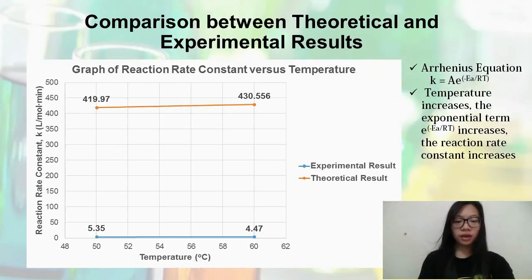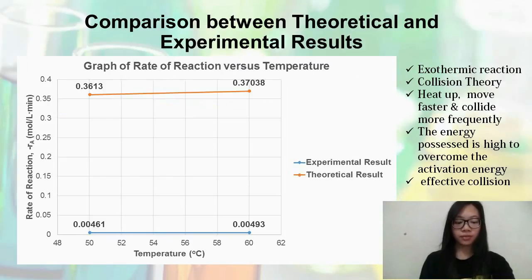Next, this graph is showing when temperature increases, the experimental rate constant is decreasing, which is derived from the theoretical rate constant, which is increasing with temperature. Referring to the Arrhenius equation, when the temperature increases, the exponential term increases, thus the reaction rate constant will increase as well.